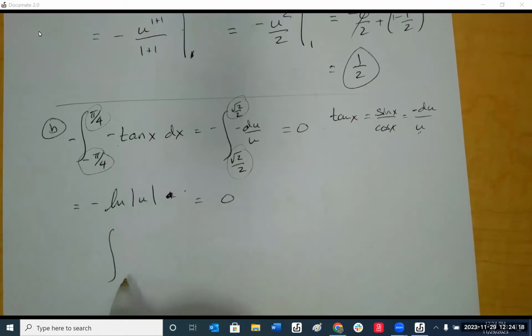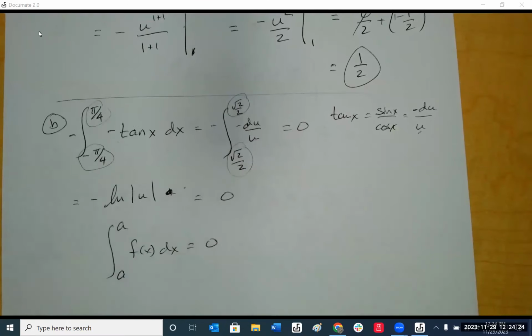Remember we talked about last time, if your bounds are the same, the integral is 0. There's no area between there.